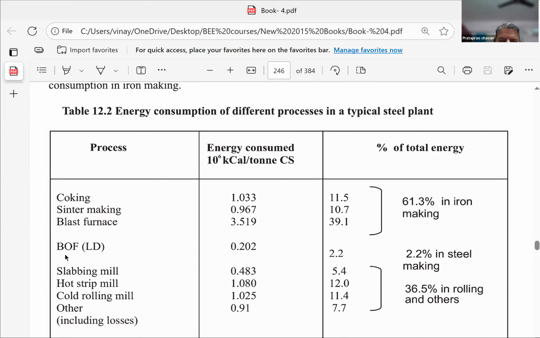2.2% is for the basic oxygen furnace. Okay, you can see the long form. Then the slabbing and basic oxygen steelmaking, and all these are 5.4, 12, 11, together 36.